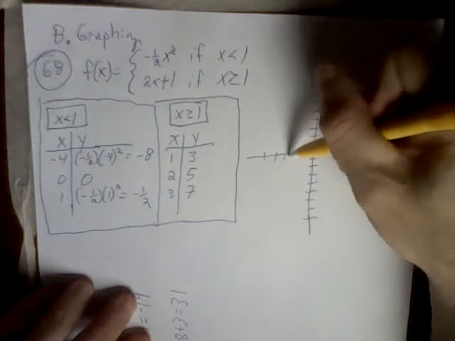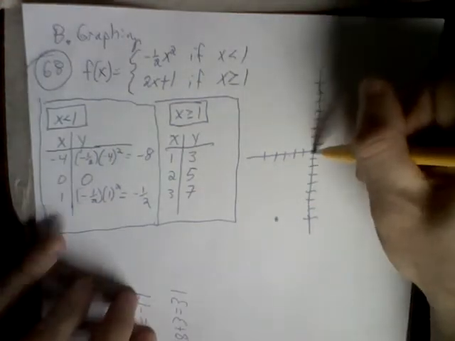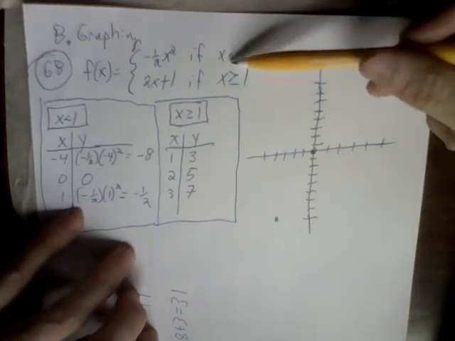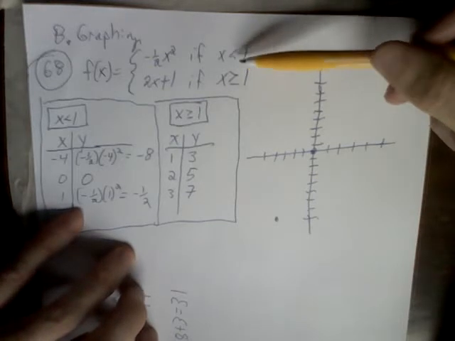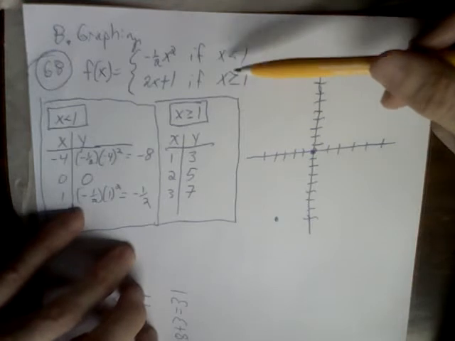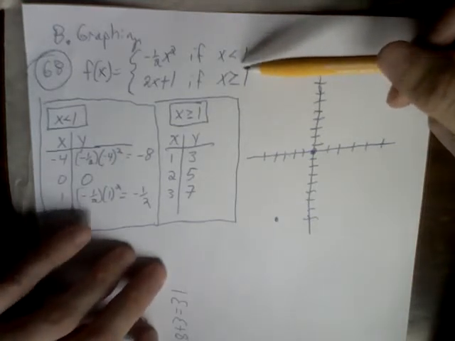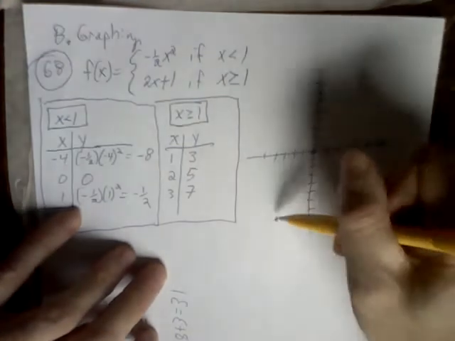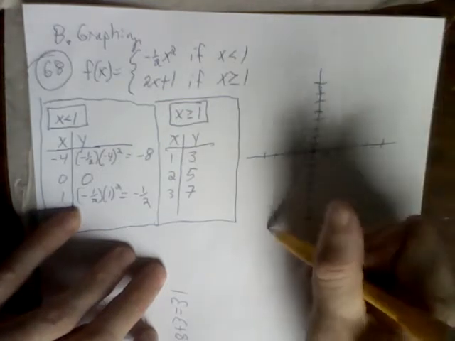Negative 4, negative 8, and then 0, 0. And then 1, negative 1/2. At this point, because it's less than, it doesn't have that line underneath, now I'll put an open dot there. Okay? So it doesn't really exist on this graph, but it's kind of like a hey, this is where we stop. Okay, so 1, negative 1/2, and then there's an open dot right there. Okay, so the graph will be smooth right to there.